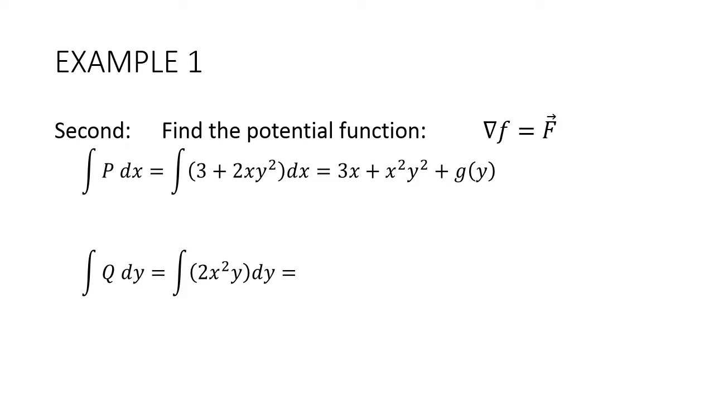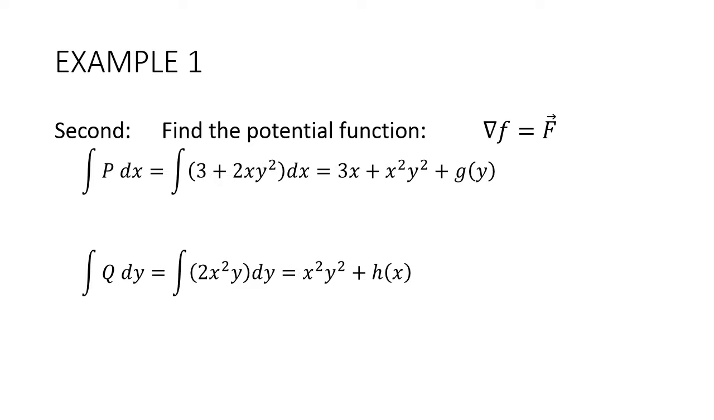Now we need to integrate Q. We're going to integrate Q with respect to y. So the antiderivative of 2x squared y with respect to y: the antiderivative of y is 1/2 y squared. The constant part is the 2x squared, but 2x squared times 1/2 y squared, the 2 and the 1/2 cancel. So I get x squared y squared, and then my plus C. And of course, that plus C is actually a function of x in this case. Typically we'll write this as h of x.